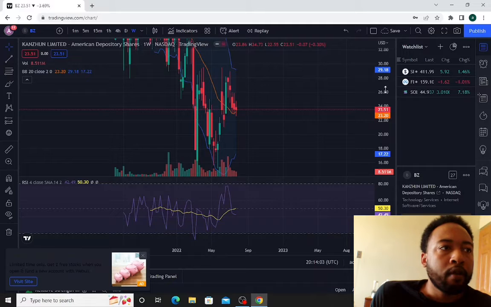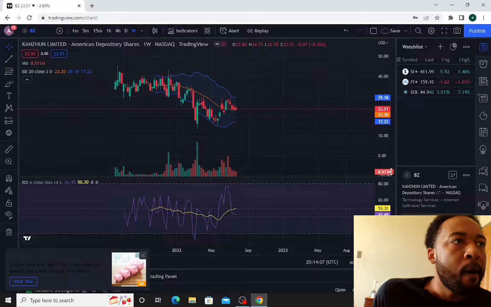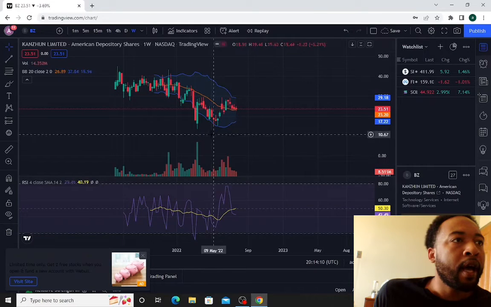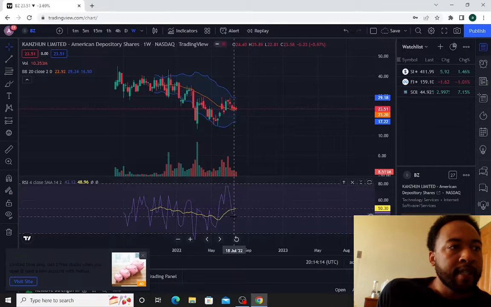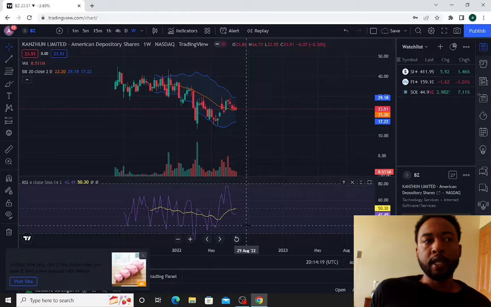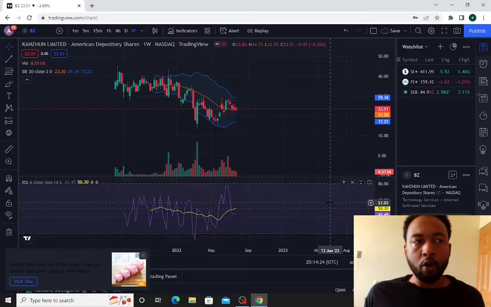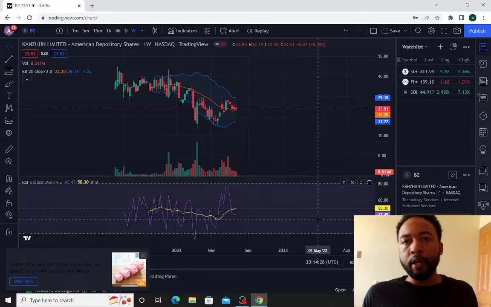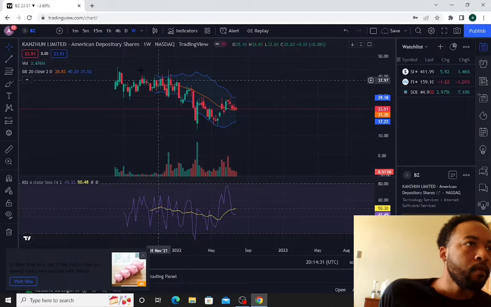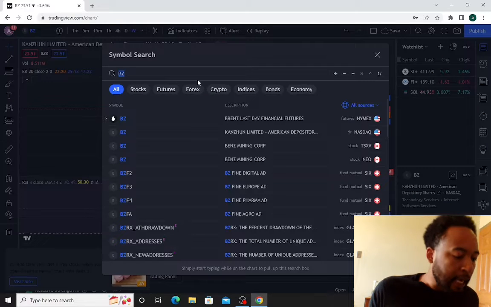And on the weekly time frame, what you want to identify is whether or not the RSI is above the 80 or below the 20, because that will determine whether the market is trending or ranging, or the direction in which you want to trade, whether you want to buy a call or a put. So as you can see, this stock is not a good stock to trade.